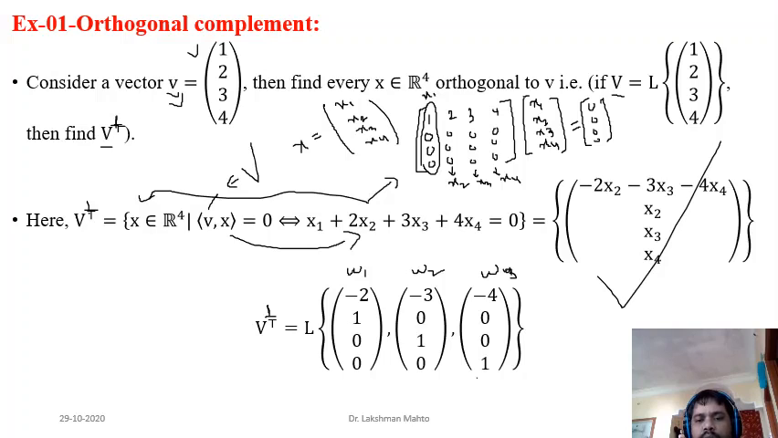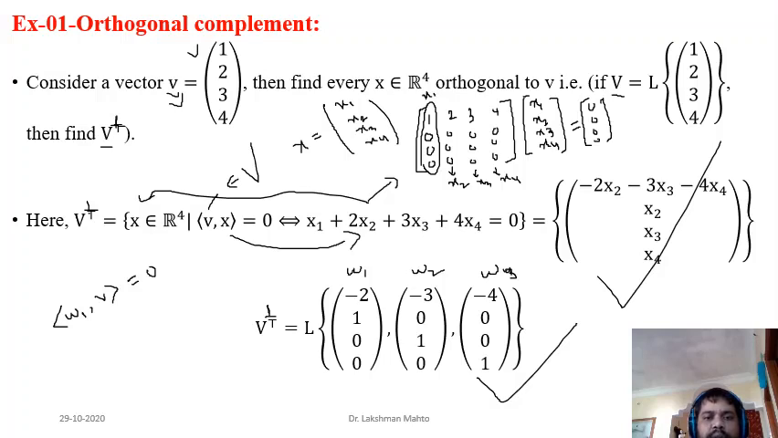So that means you got your v perp, the orthogonal complement of this v. That means if you take any element from this linear span, that would definitely be perpendicular to this vector v. You can verify that. If you find the dot product of w1 with v, what would it be? Easily, even without calculation, I can say it would be 0. But you can verify that.